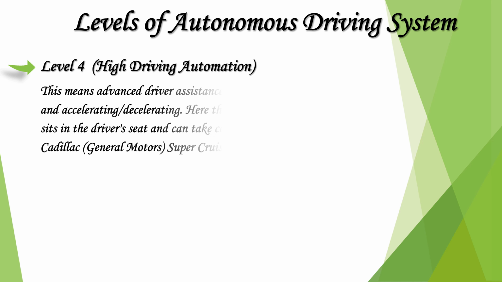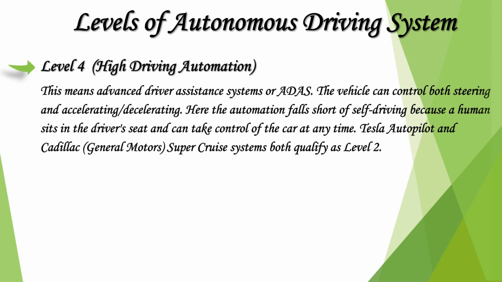Level 4 is high driving automation. Level 4 implies a high level of automation, where a car is capable of completing an entire journey without driver intervention, even in extreme cases. However, there are some restrictions. A driver can switch the vehicle into this mode only when the system detects that the traffic conditions are safe and there is no traffic jam.